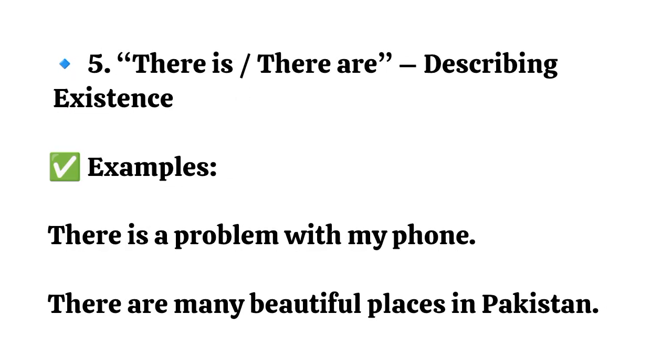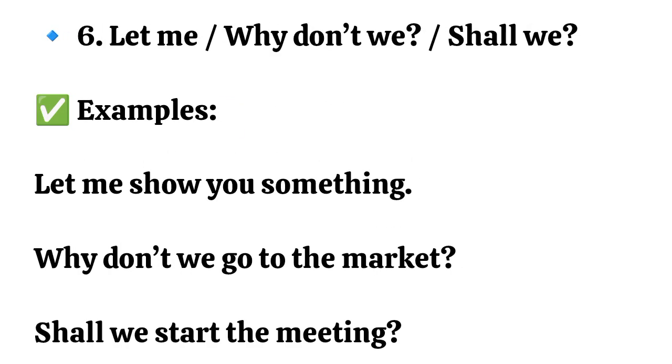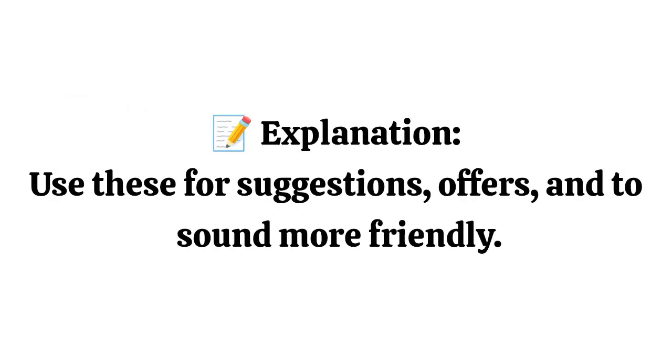5. There is, there are: describing existence. Examples: There is a problem with my phone. There are many beautiful places in Pakistan. Explanation: We use this to introduce or describe people, objects, or situations. 6. Let me, why don't we, shall we. Examples: Let me show you something. Why don't we go to the market? Shall we start the meeting? Use these for suggestions, offers, and to sound more friendly.